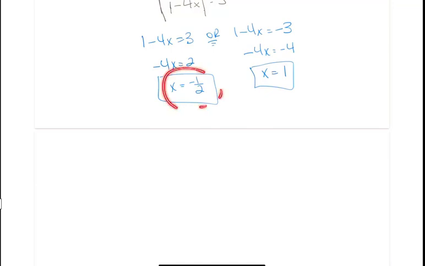So when it comes to this x equals negative half, whatever we solve for the variable, our variable can be negative, right? Because if we put that negative half into here, we get 3. Granted, this guy can't equal a negative number though, right? Because you can't take the absolute value of something and have it equal a negative number.